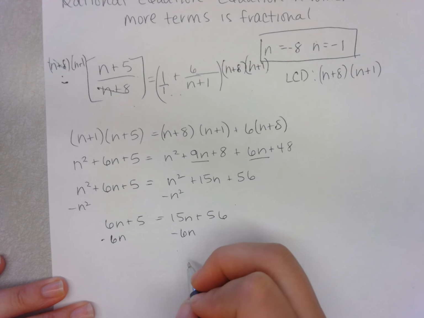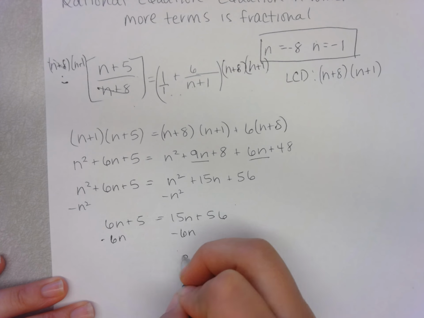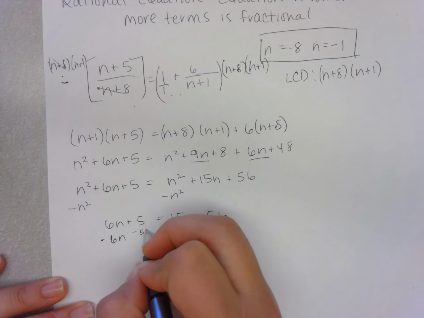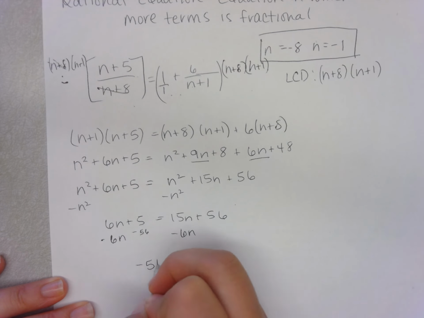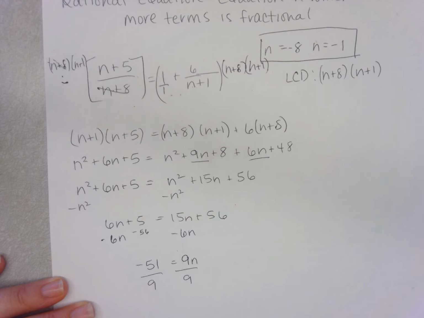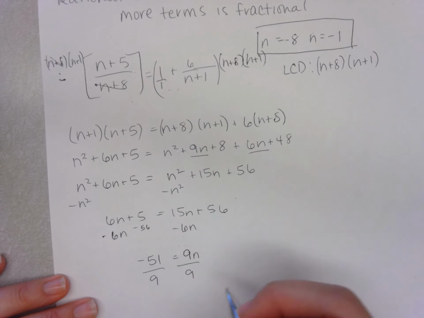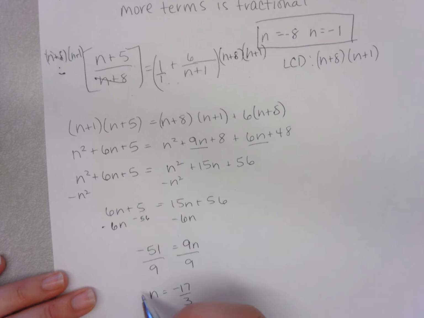So I'm going to get 9n on this side is equal to, I'm going to subtract 56 from this side and get negative 51. And so my answer is negative 51 over 9. Now these are both divisible by 3, so n is negative 17/3 in its very simplest form.